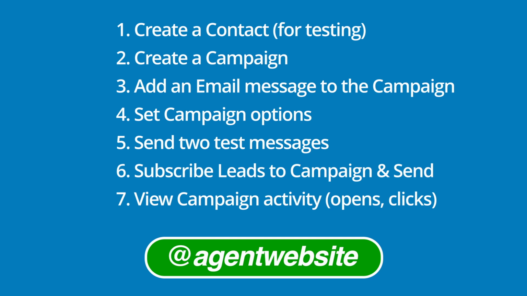Step 4, we're going to set the email to go out immediately. Step 5, we're going to send a test to ourselves to make sure that we like the way the email looks. And then step 6, we're going to select which leads we want to send the campaign to, and we're going to immediately send it. And then step 7, we will review the report of the activity from the campaign after it has been sent. So let's go ahead and get started.